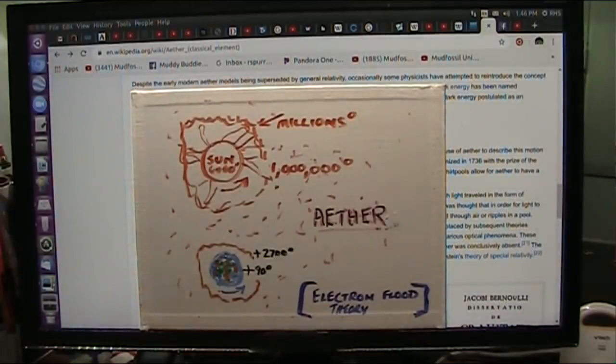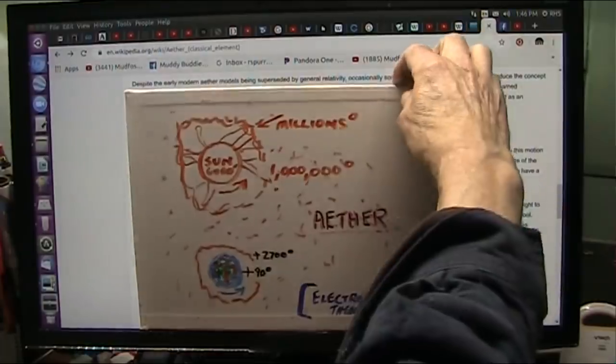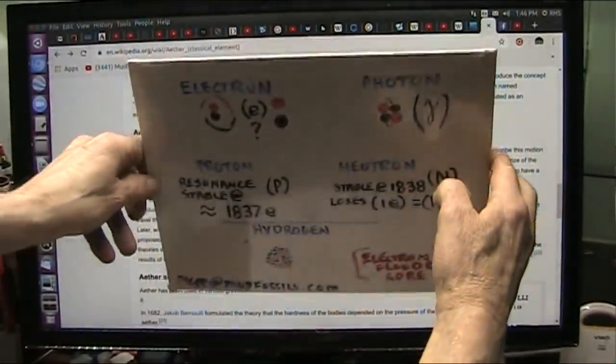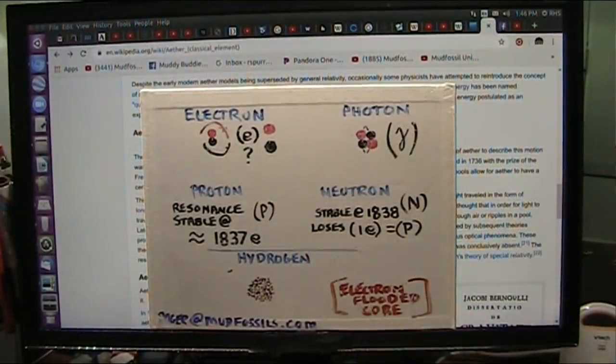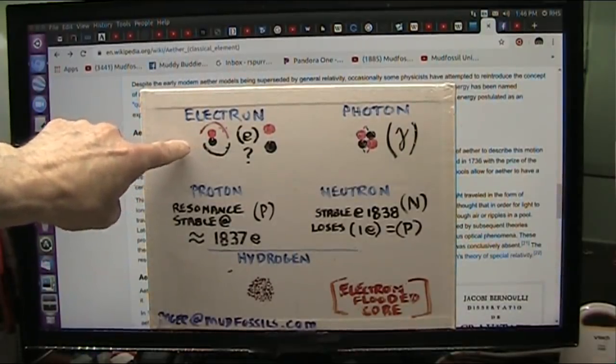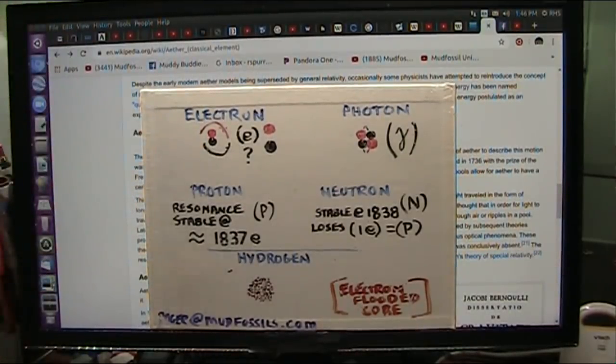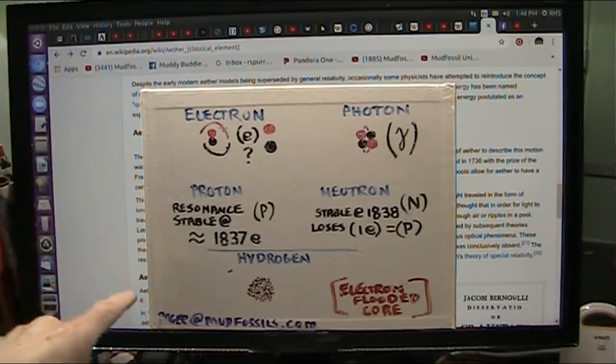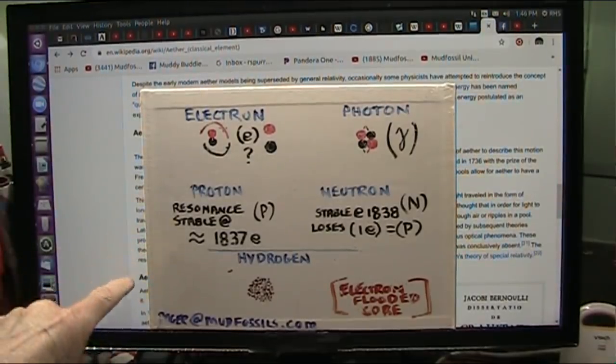There is nothing that exists that doesn't have electrons surrounding it, because there is nothing that exists that is not electrons. And that, my friends, is electron flood theory. These are the only particles that exist, shown it dozens and dozens and dozens of times. Time for someone to respond.